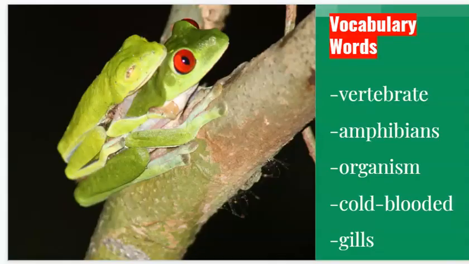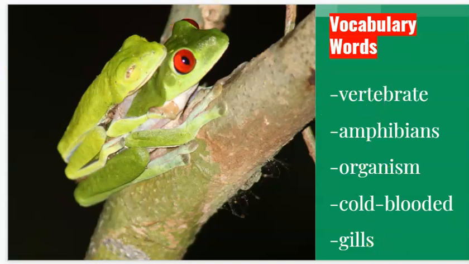Here are our vocabulary words. I'm going to say a word and you're going to repeat after me. Vertebrate, amphibians, organism, cold-blooded, gills.